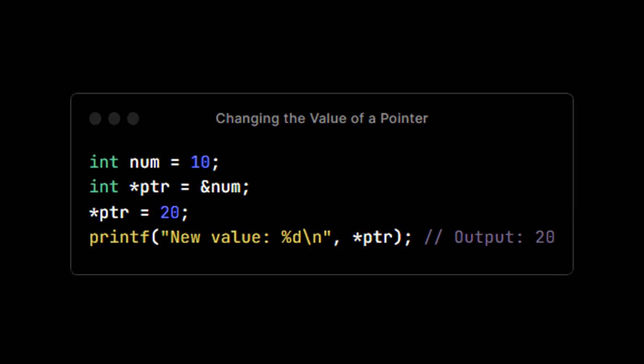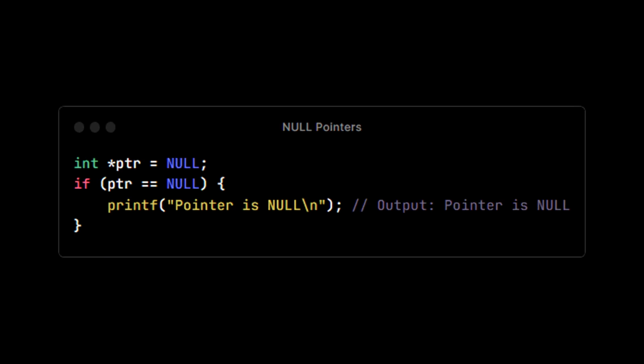Here's an example. Changing the value of a pointer. You can modify the value pointed to by a pointer by assigning a new value using the dereference operator. This changes the value at the memory address. Here's an example.